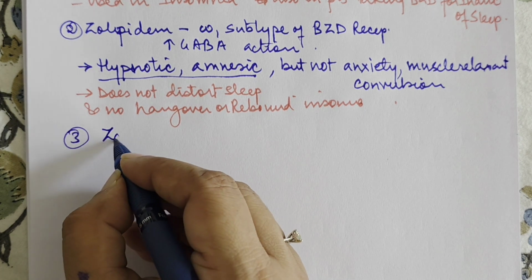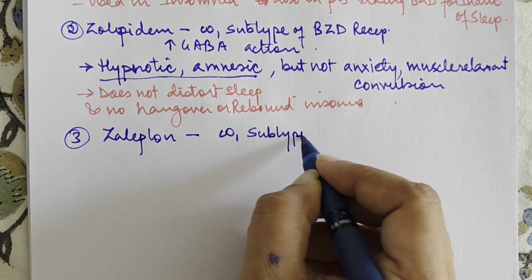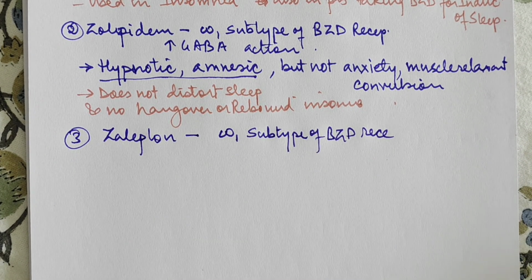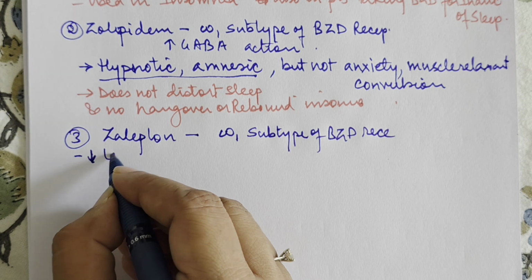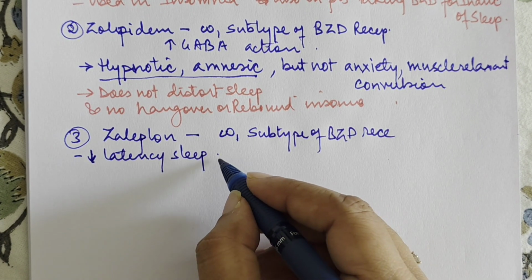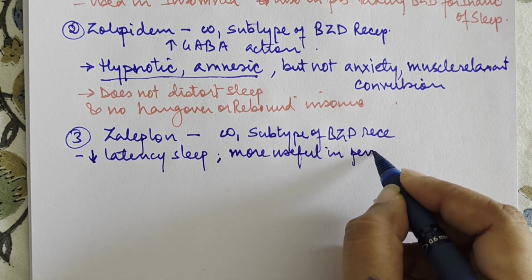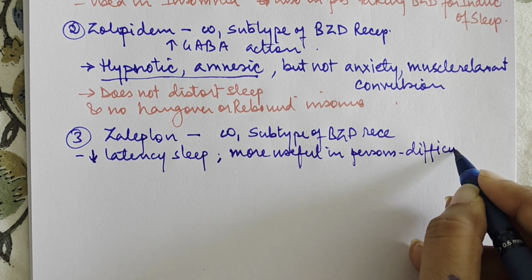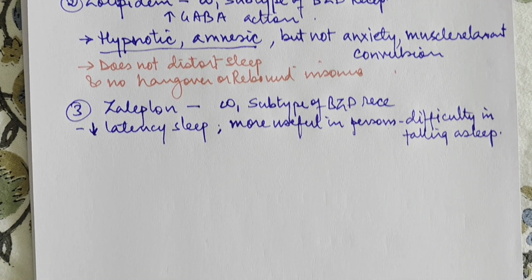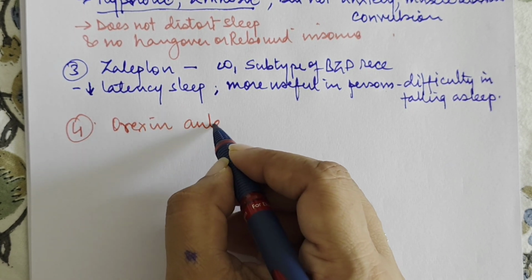Then the third drug that we have is zaleplon. Now zaleplon also binds to the omega-1 subtype of benzodiazepine receptor. This is also effective in insomnia. It reduces the sleep latency. It helps in falling asleep and does not distort the sleep, so it is more useful in persons who have difficulty in falling asleep. Okay, then the next drug that we have is the orexin antagonist.